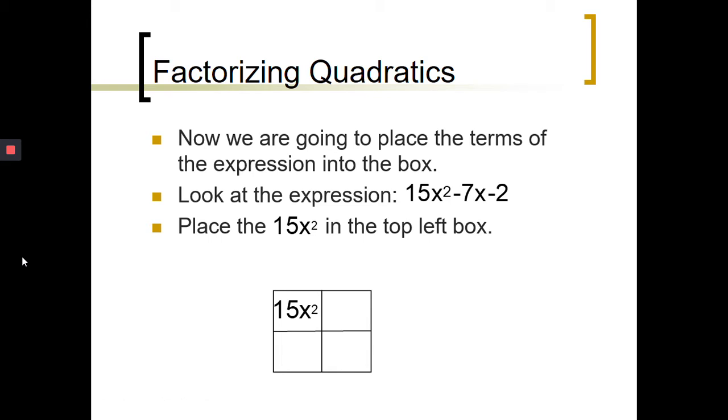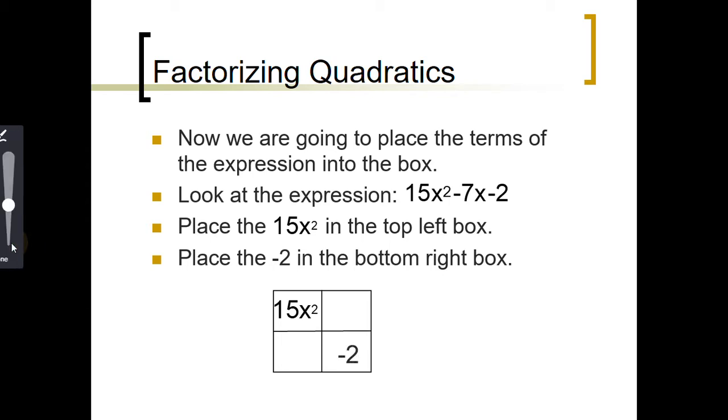All right, our final term goes in the final box. Final term goes in the final box. Alright. Now we have two empty boxes, and we have this term that remains, negative 7x, alright? And we have two empty boxes.